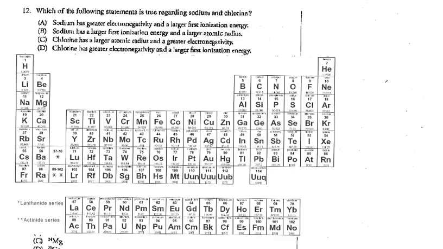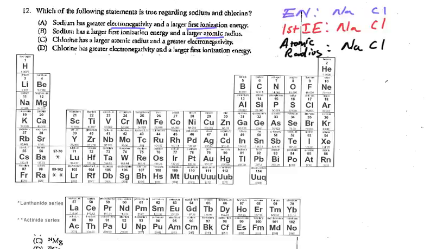Number 12, they want us to look at the following statements and determine what's true regarding sodium and chlorine. And you notice that they're talking about electronegativity, first ionization energy, which one has a larger atomic radius, all that sort of stuff. So let's see if we can summarize the trends by looking at the periodic table. When we're doing multiple choice, we don't really need explanations, so the general trends should work pretty well.